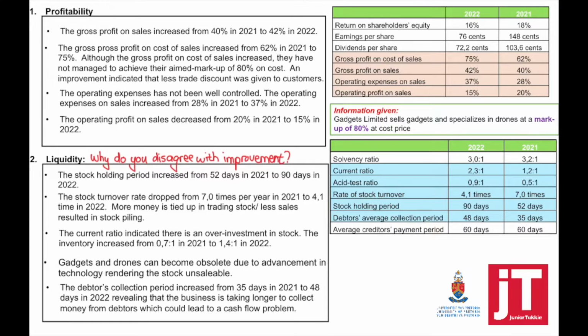It means that we are taking longer to collect money from our debtors, and this could create a potential cash flow problem. When we compare the debtors collection with the average creditors payment period, we do collect money from our customers before we pay our suppliers. So that is not a potential problem for the business.